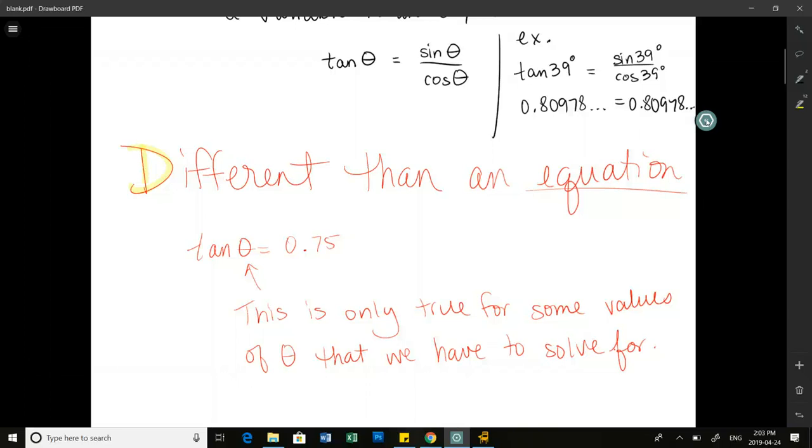Another example of an equation that's not a trig equation could be x plus 2 equals 5, right? This is not true for all values of x. This is only true when x equals 3, and that's why this is an equation and not an identity. Okay? So just so we have that down before we start today.